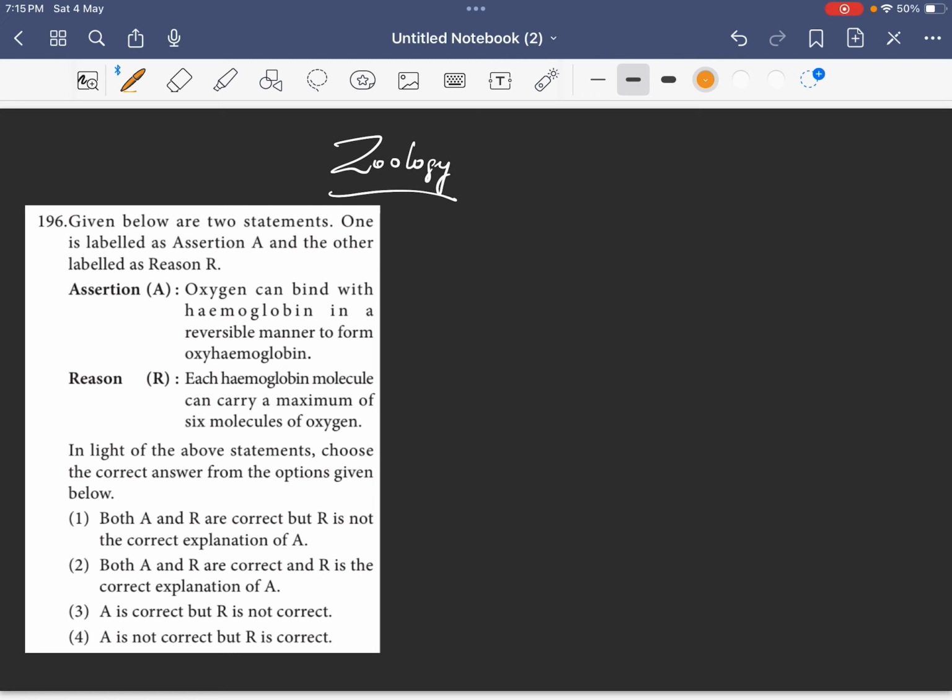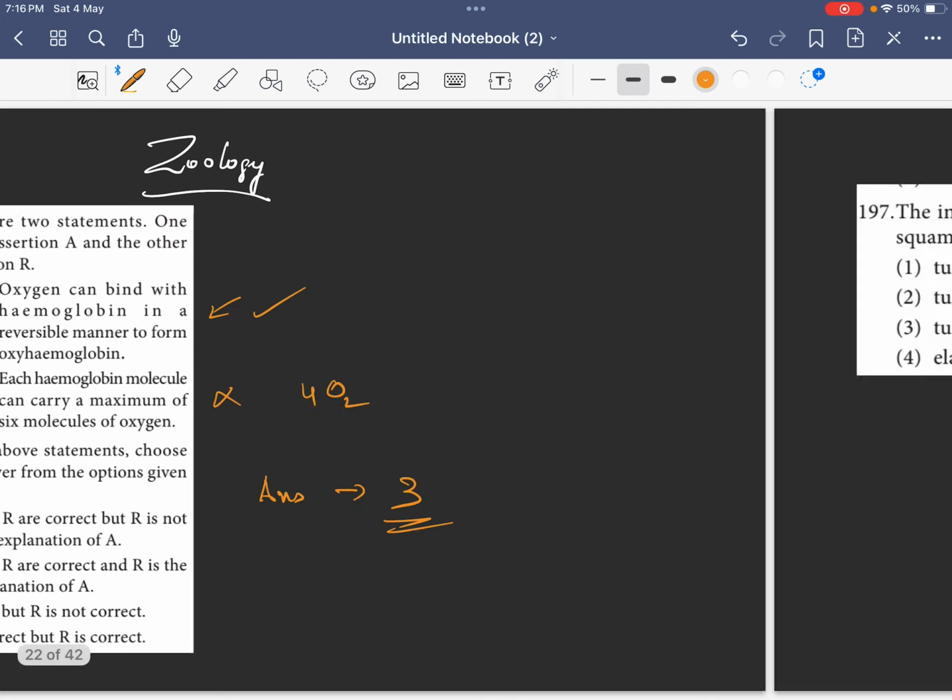Let's see. Given below are two statements. One is labeled as assertion and one is labeled as reason. Assertion: Oxygen can bind with hemoglobin in a reversible manner to form oxyhemoglobin. Correct, right? Reason: Each oxyhemoglobin can carry a maximum of 6 molecules. False. It can carry only 4 molecules of oxygen. So here assertion is true but reason is false, right? So your answer option will be the third one.